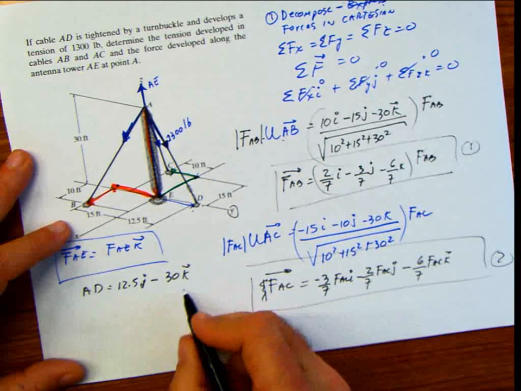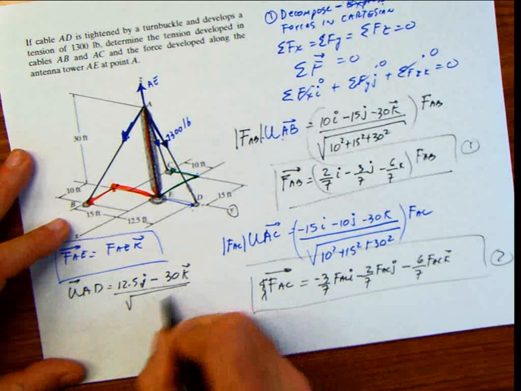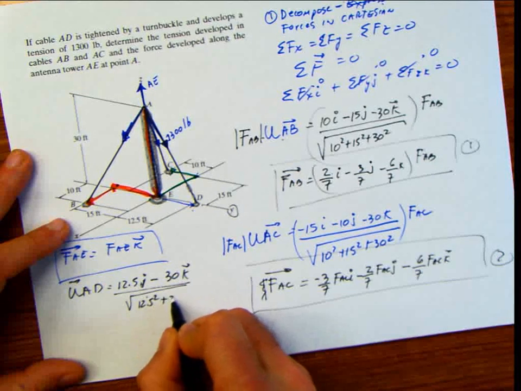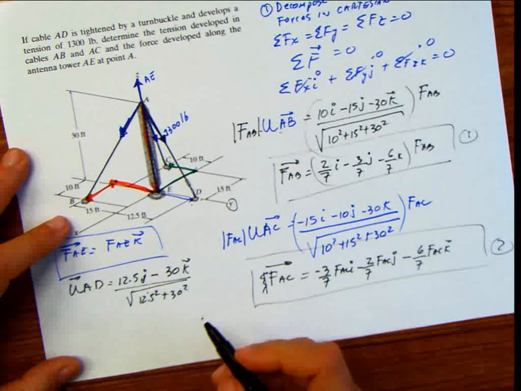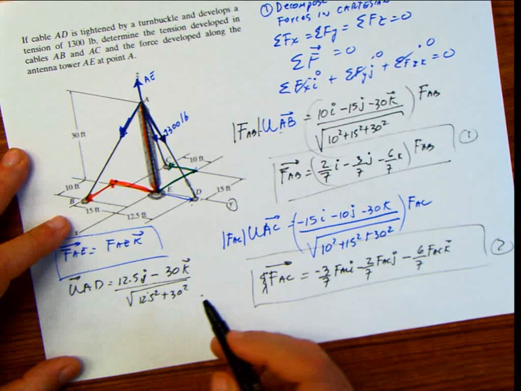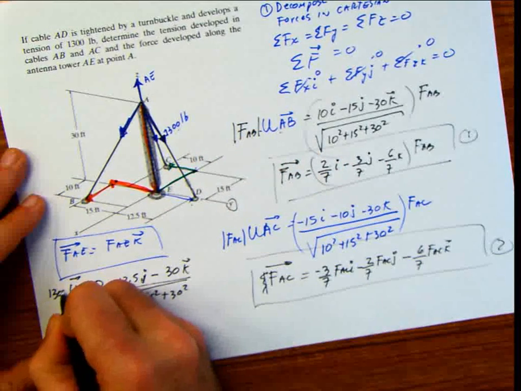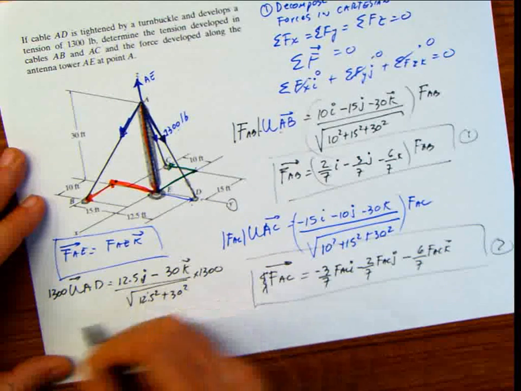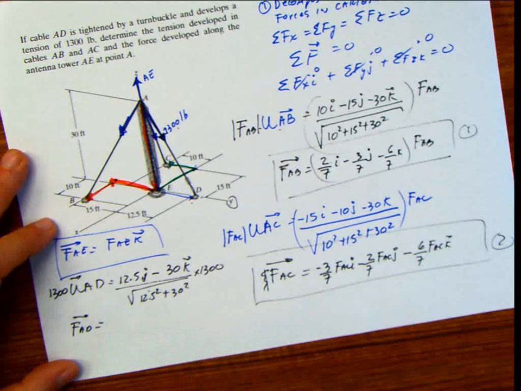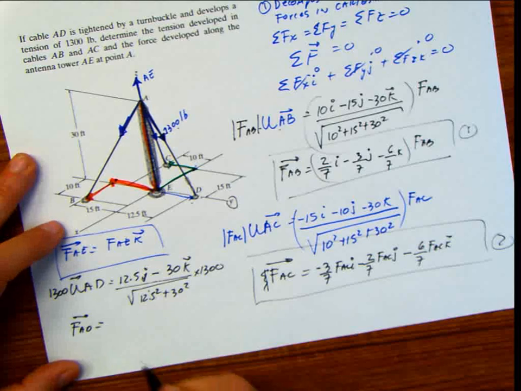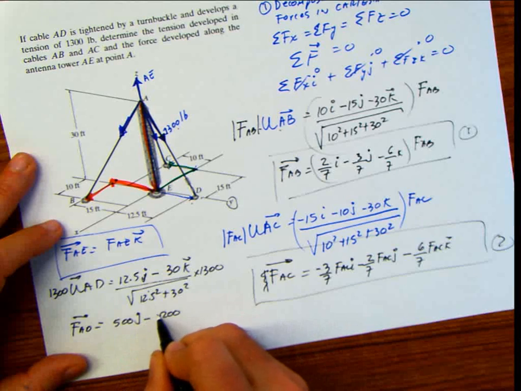And what do I do with this? I am interested in the unit vector, so I divide this by the square root of 12.5 squared plus 30 squared. And because I'm interested in the force, I'm going to get this value that I got before, and then multiply this value by the magnitude of the force, which is 1300. And that's going to give me the force AD. And the force AD is going to be, let me see, 500 j minus 1200 k.